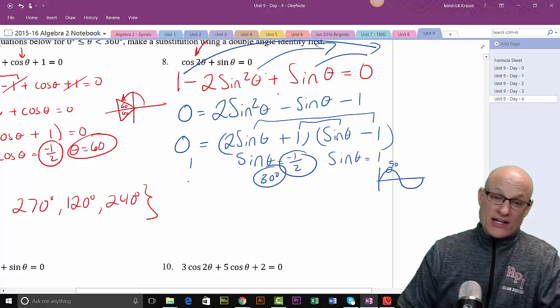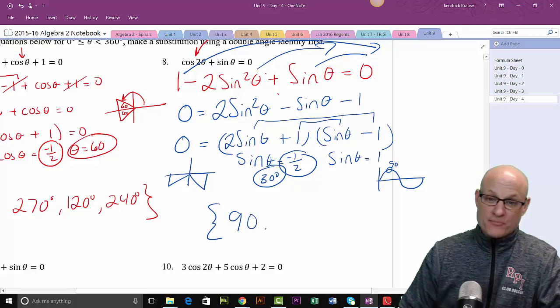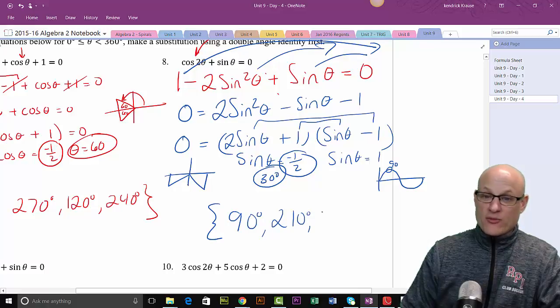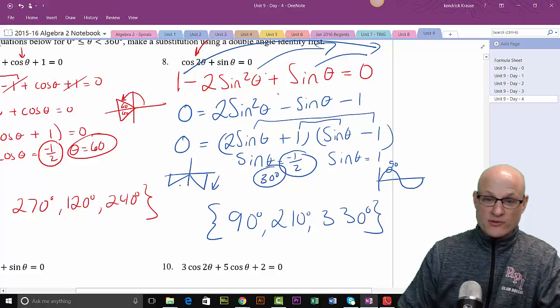But where is sine negative? Sine is negative in the 3rd and 4th quadrants. So here are my answers, kids: 90, 210, and 330 degrees. Because that's what this one is, 180 plus 30, and 360 minus 30. 2 left, children.